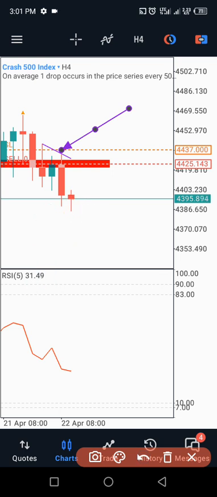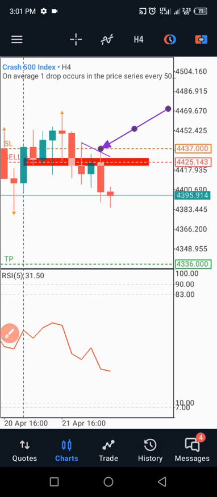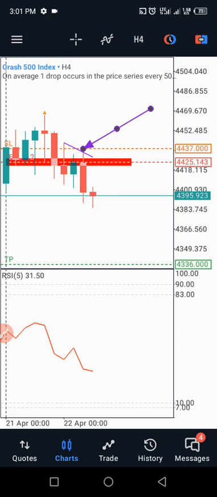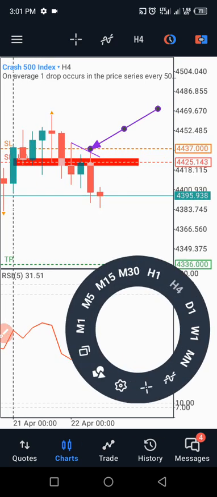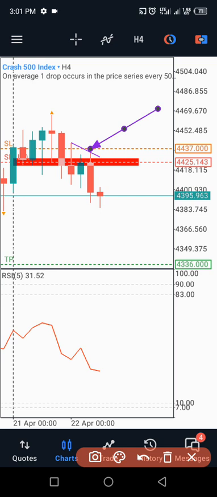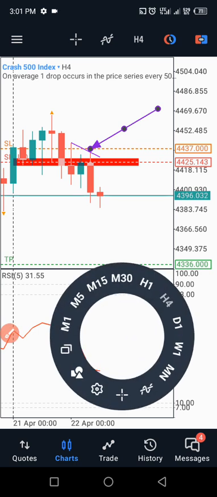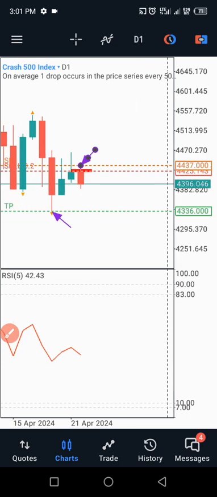Now the first thing you want to do, as a beginner or even as an intermediate or an advanced trader, is to make sure you go to the daily time frame. Remember, this is the 4-hour time frame and we are on the Crash 500 index. So what you want to do first is to go to the daily time frame, and when you go to the daily time frame, what you want to note is the behavior of the candlestick.